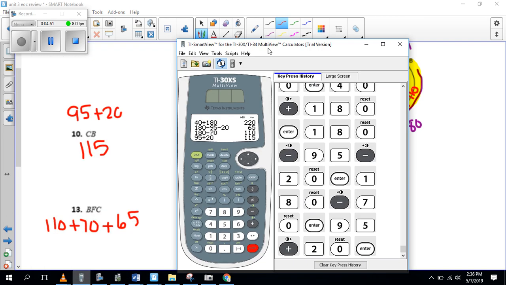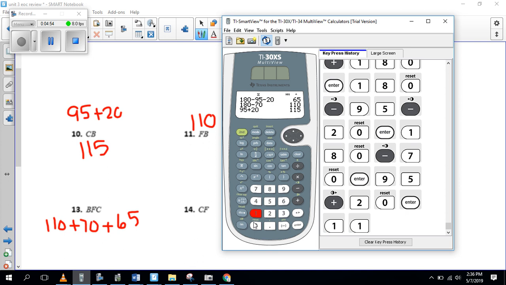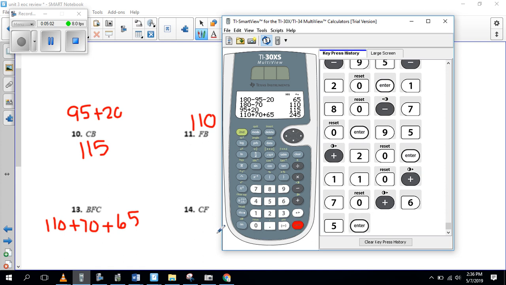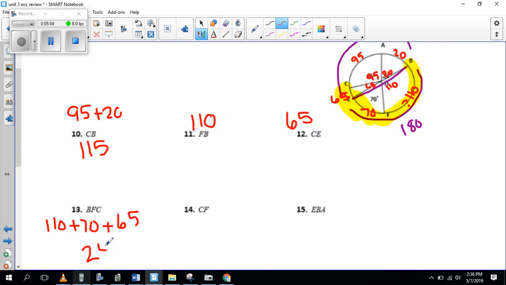So I put 110 plus 70 plus 65, and I get 245. And guys, make sure you realize when you're doing this, you should not get numbers bigger than 360 because all the way around the circle is 360 degrees. So if you get a number bigger than 360, you've done something wrong. If you get a negative number or you get a 0 for something, you've done something wrong. You should not get over 360. You should not get a 0 or a negative number.